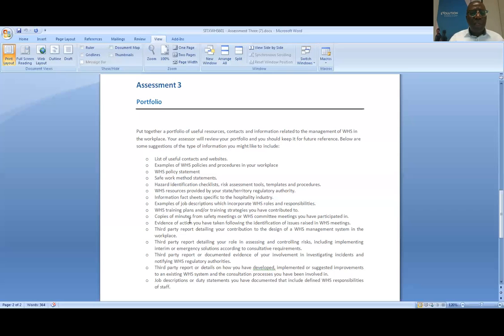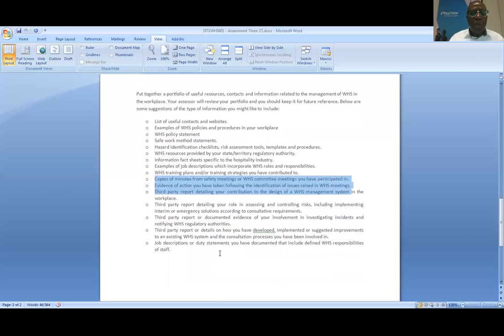WH&S resources. So here is a list of the things that make up your portfolio. And I can also understand that some of you have maybe never sat in meetings of a WH&S committee. So of course, we won't really hold this against you, but we will be happy for you to go out and research and find out what third-party reports look like.